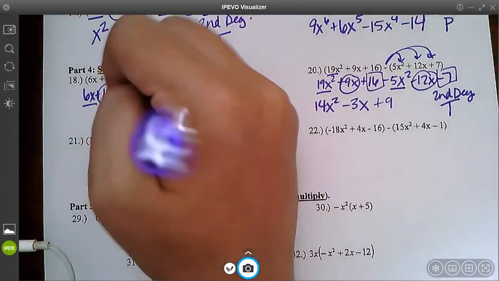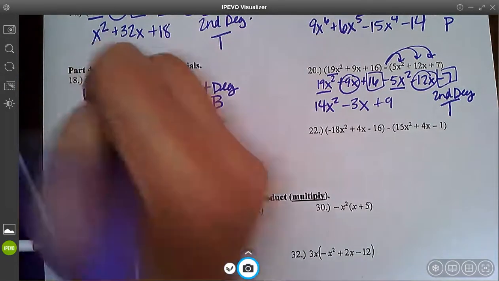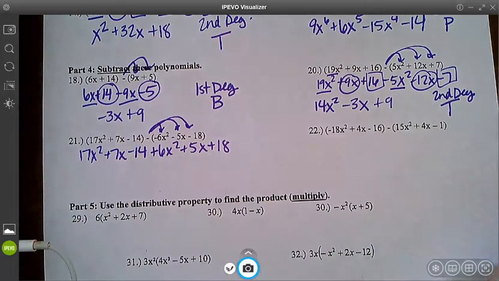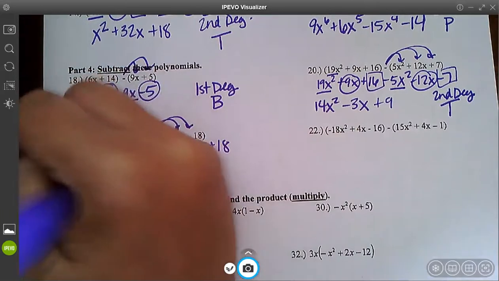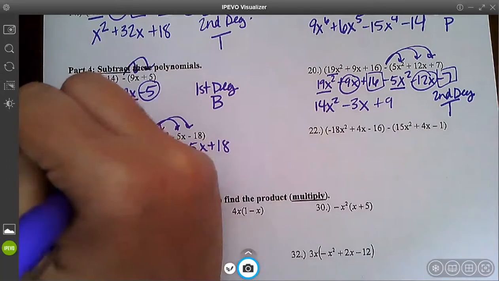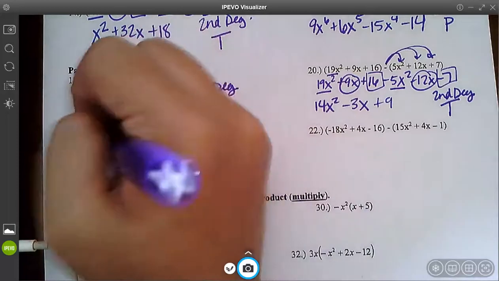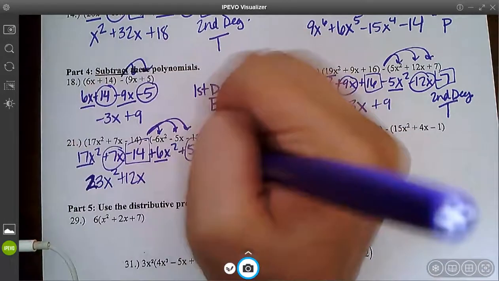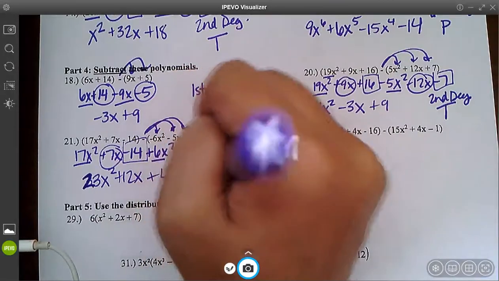The next one, distribute the negative again. 17x squared plus 7x minus 14 plus 6x squared plus 5x plus 18. Combine your like terms. And you have 23, sorry, that should be a 23, not a 33. 23x squared. 7 plus 5 is 12x. And negative 14 plus 18 is 4. This one is again a second degree trinomial.